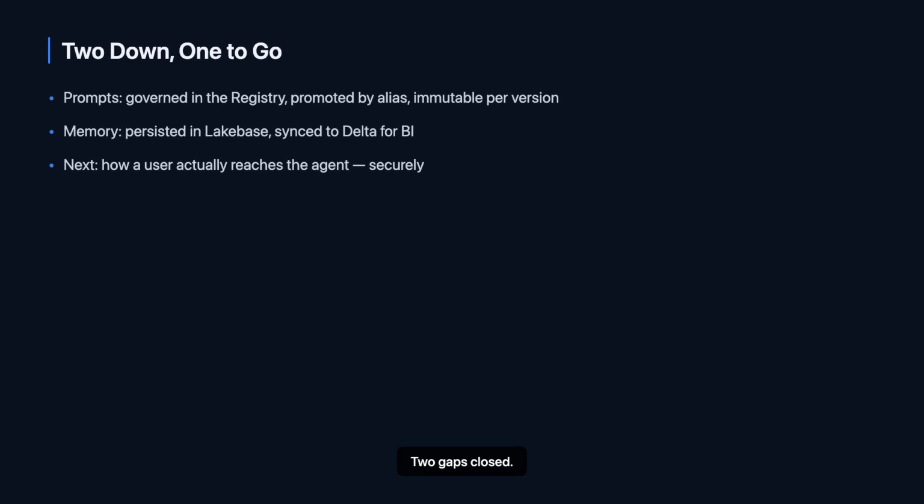2 gaps closed. Prompts are governed in the registry, promoted by alias, immutable per version. Memory is persisted in Lakebase and synced to Delta for BI. The third gap is everything that sits between the user and the agent, the actual user interface, and the authentication that makes it safe.